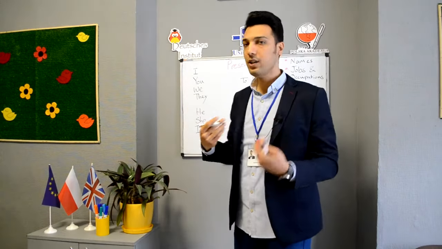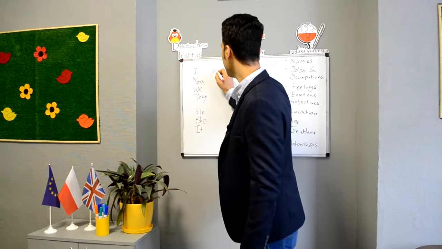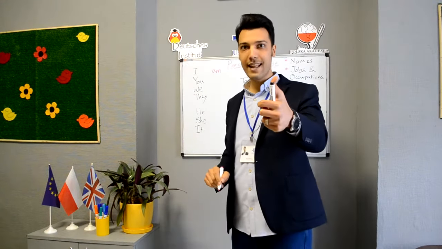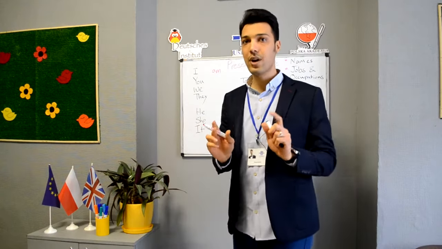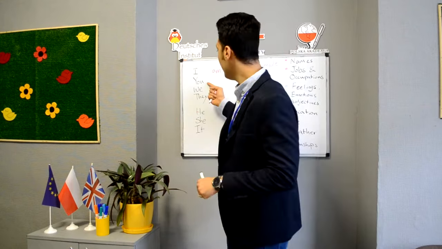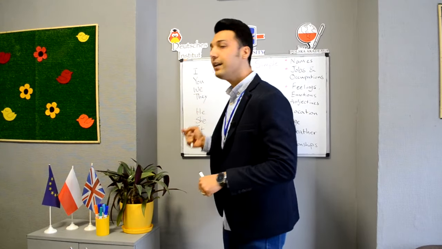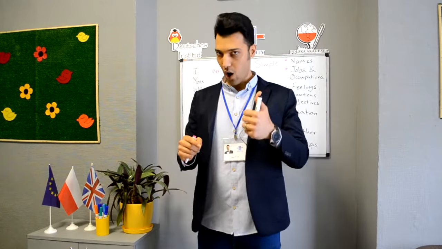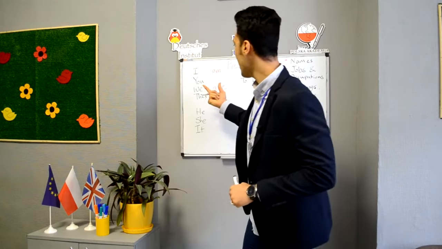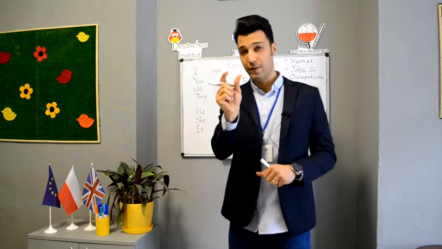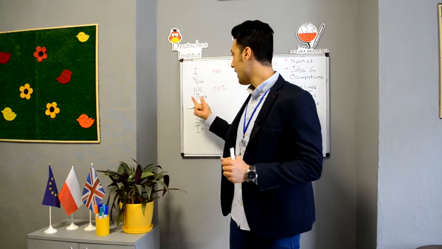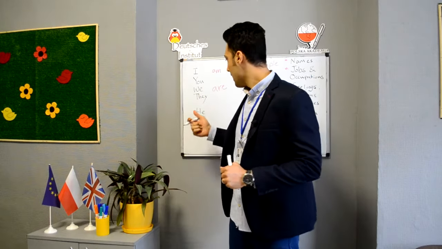For I, we use the verb am. What is the short form? Yes, that's right, I'm. This is the contracted form. The contraction for I am is I'm. You, we, they are. So the contraction of you are, the short form, is you're. We are, we're. They are, they're.